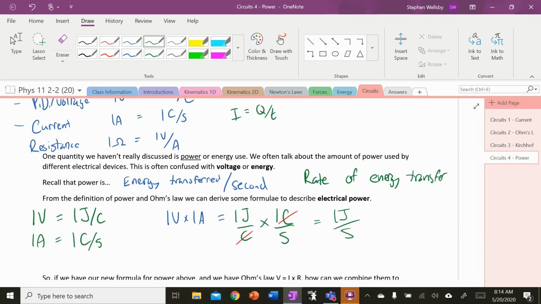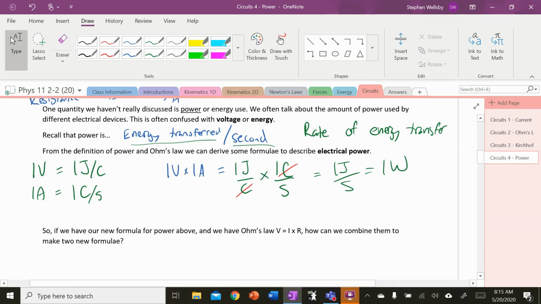A watt is 1 joule per second. Remember, 1 watt is 1 joule per second. It's how quickly we're transferring energy, the rate of energy transferred in joules divided by the time it takes in seconds. So 1 joule per second is 1 watt. That's correct. Okay, so this is one formula that we have.